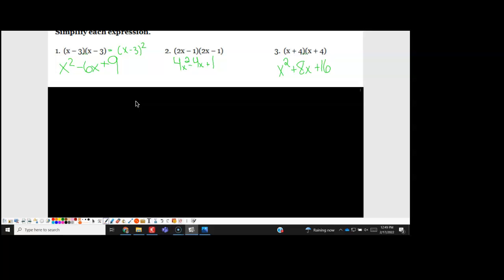plus 16. Does anybody remember what 1, 2, and 3 are called? Perfect square trinomials, yes. So when you FOIL them, they are perfect square trinomials. If I asked you to find the roots, what are all of the roots? How many solutions do each of these equations have? One. Which makes them what type of root?